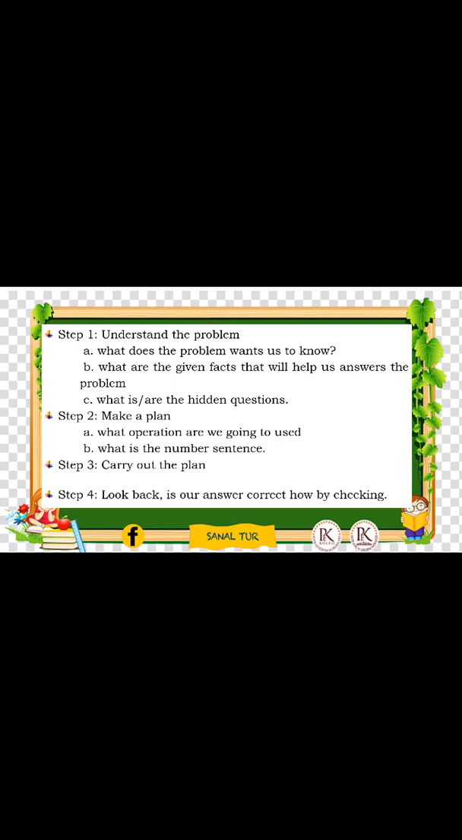Then step 2, make a plan. How are you going to make a plan? What operation or operations are we going to use? Are we going to add, subtract, divide, or multiply? Then letter B, what is the number sentence? After that, we go to step 3, carry out the plan. Meaning to say, we are going to solve now. Then step 4, look back. Is our answer correct? By how? By checking our answer. Looking back if our answer is correct.